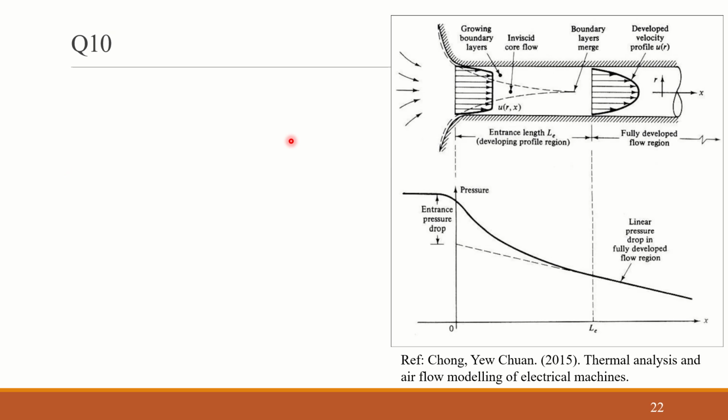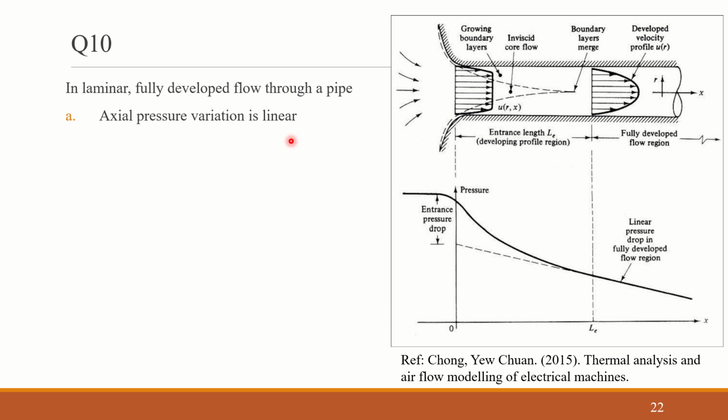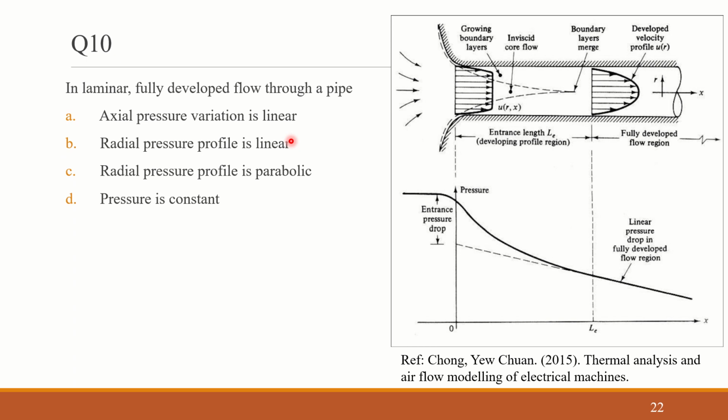Okay, I shouldn't have given this, but still, in a laminar fully developed flow through a pipe, read the question carefully, it is fully developed flow through a pipe. Option A, axial pressure variation is linear. Option B, radial pressure profile is linear. Option C, radial pressure profile is parabolic. Option D, pressure is constant. So what is the answer?